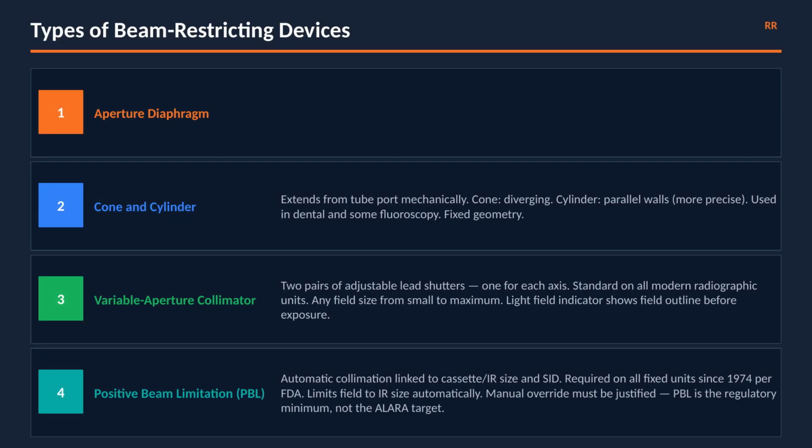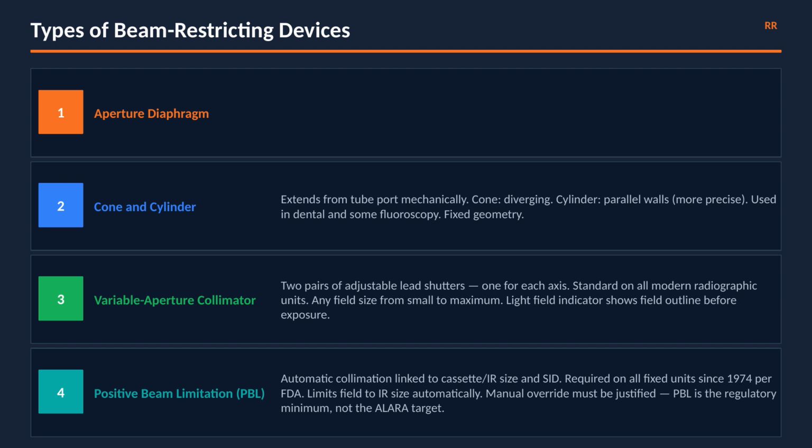Four devices restrict the X-ray beam, in order from simplest to most versatile. The aperture diaphragm is a flat lead plate with a fixed opening, rectangular or circular. Fixed field size. No adjustment possible. Used in cephalometric units and a handful of other fixed geometry applications. Least flexible.